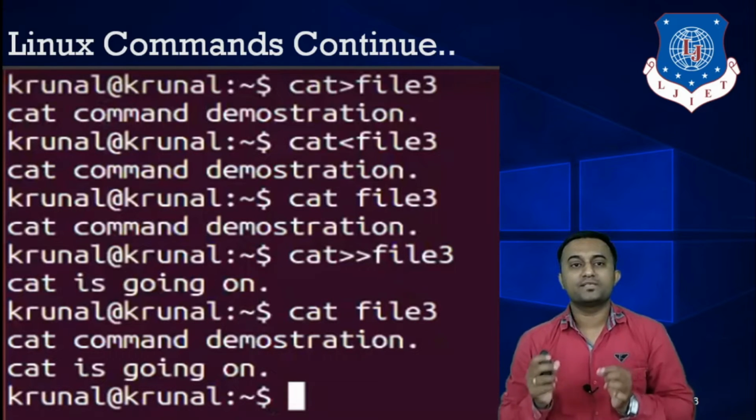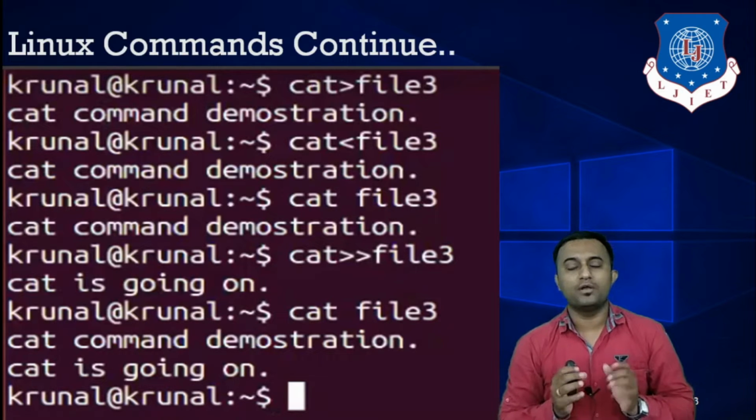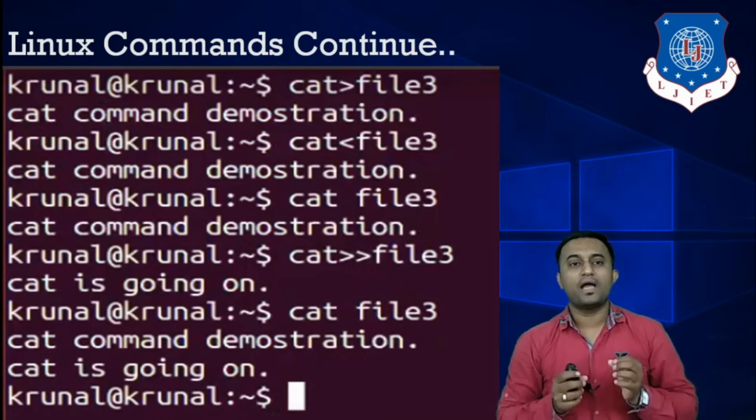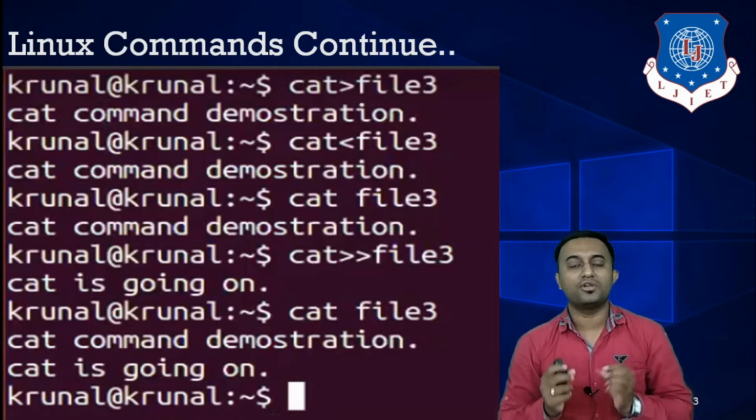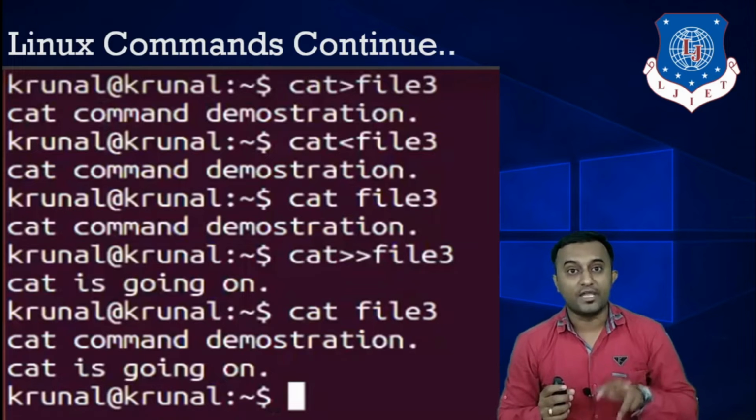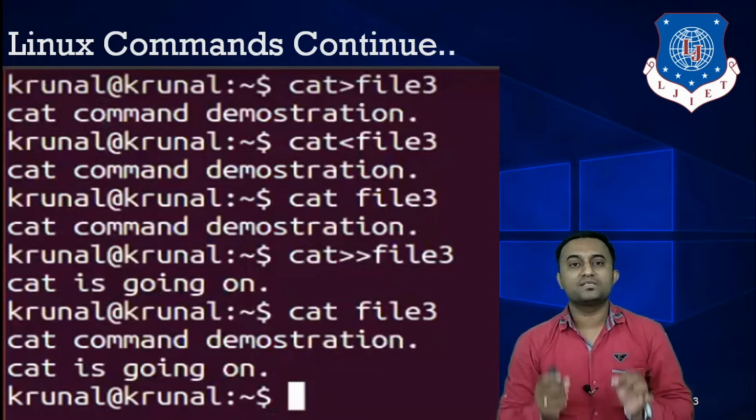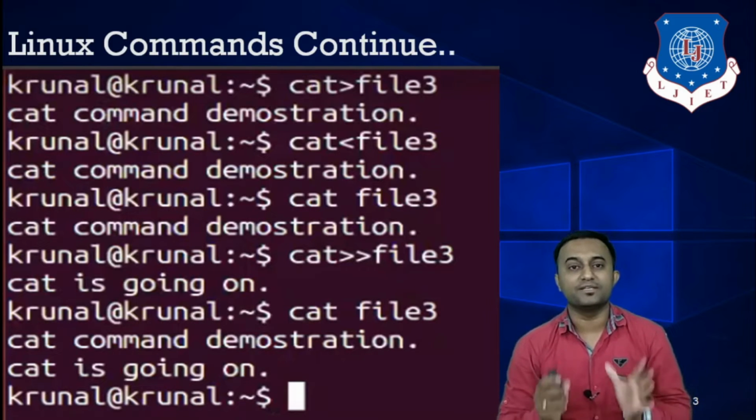Once you press enter, it will ask you to enter the content or text that you want to insert in this file. I have mentioned "cat command demonstration" as my text in file3. Once you mention the content, you need to press Ctrl D on the keyboard. Ctrl D is nothing but save and exit.